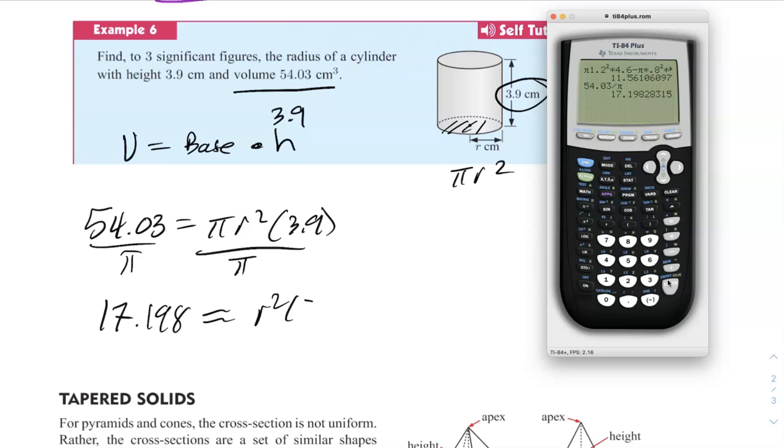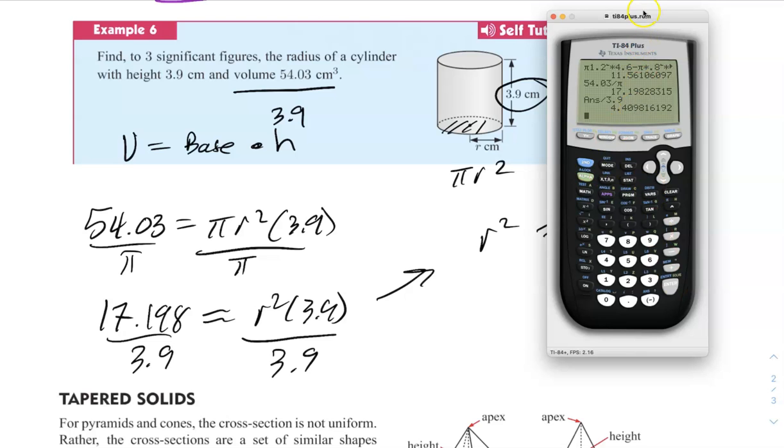R squared times 3.9. Now again, right here, I rounded it there, but on my actual calculator I'm not changing it. I'm going to use the value I have. So divided by 3.9. Right, you don't do 3 sig figs till you get your answer. That's when they want 3 sig figs. So divide this by 3.9.